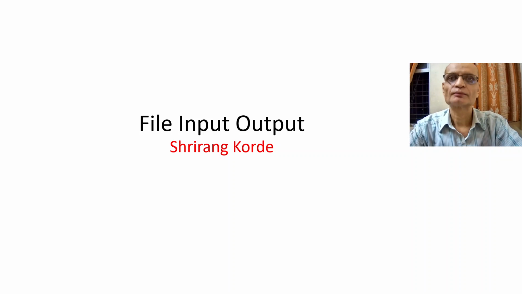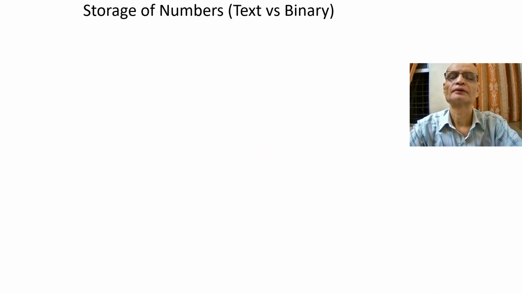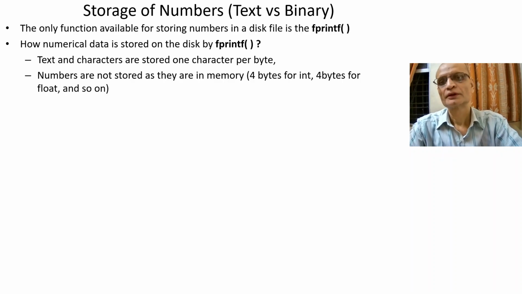As part of file input output, now we would like to understand a few things with respect to text and binary files. When we try to understand this, typically one understands storage of numbers. That means how storage of numbers gets handled. So when it comes to writing or storing a number on a file on the disk, fprintf is the function which is used.